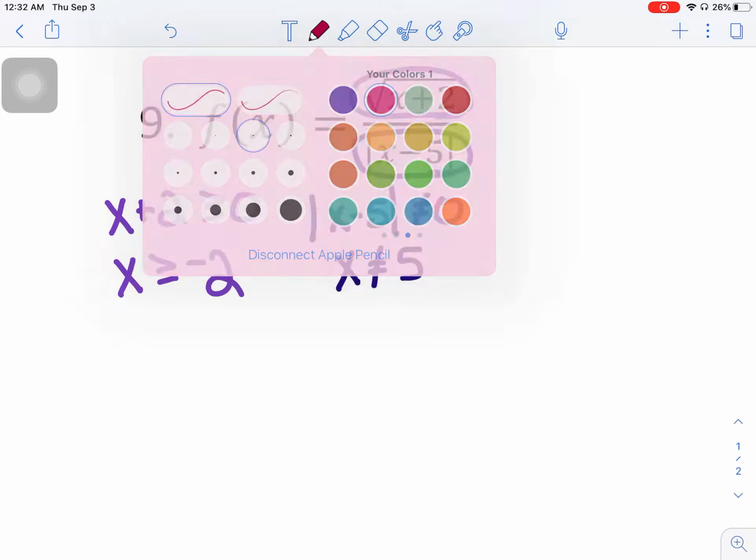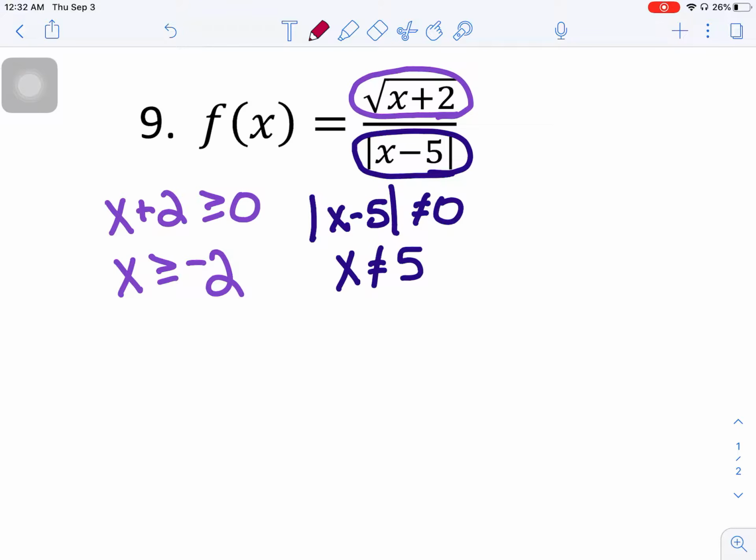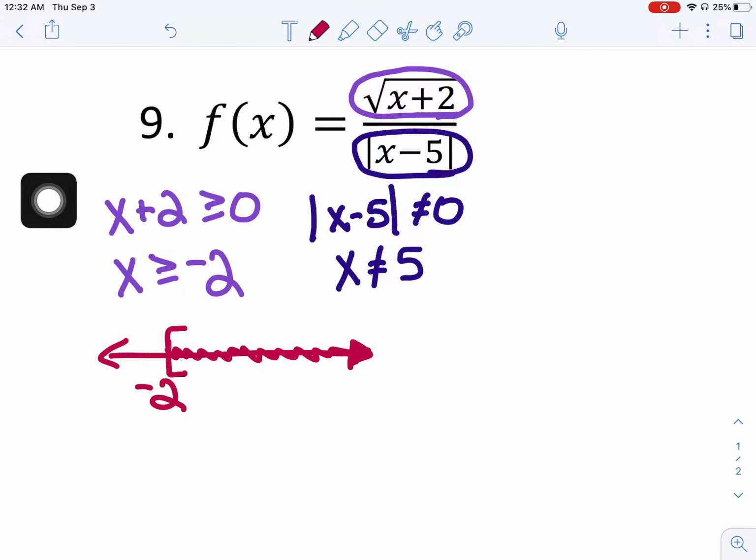The number line for me is just a great way to organize these very different pieces of information. So on my number line, I have a -2, and it says x is greater than or equal to -2. So greater than or equal to, I'm going to put the brackets, right, and shade greater than is going to be to the right. And then I've got x is not equal to 5. So as I'm moving up my number line from -2, right, moving towards infinity, at some point over here, I'm going to hit 5. And when I get to 5, I'm going to throw it out of the domain.